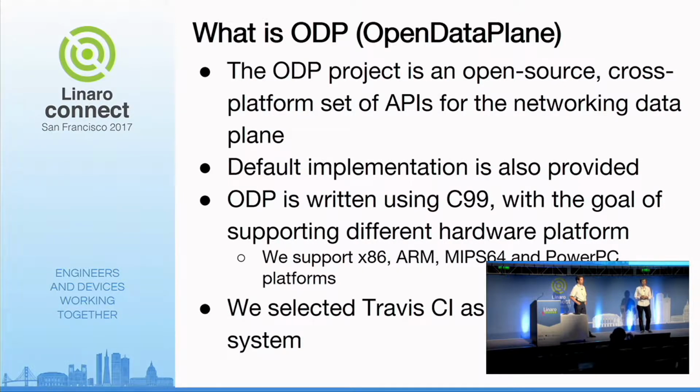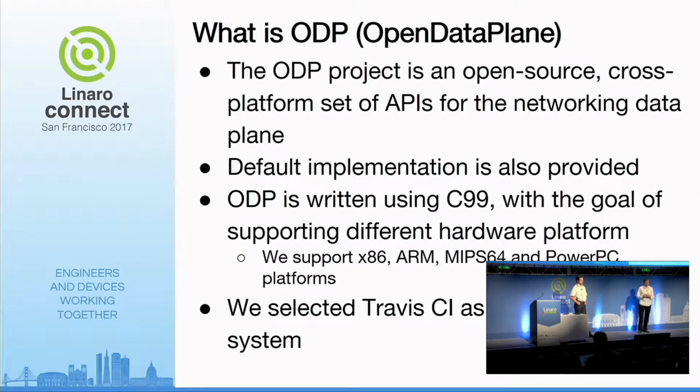A few words about what Open Data Plane is. Open Data Plane is an open source set of APIs for networking. We have a Git tree in GitHub, and we provide a reference implementation for the Linux generic platform. You can run this reference implementation on any Linux distribution like Debian, Ubuntu, CentOS. It has to compile and has to work. You can run examples, run tests, and play with it.